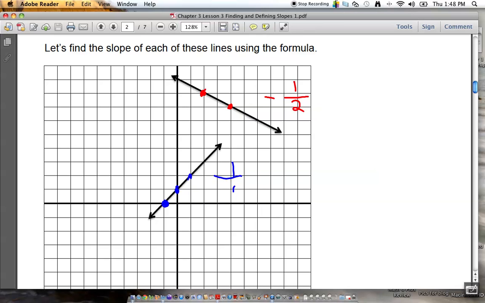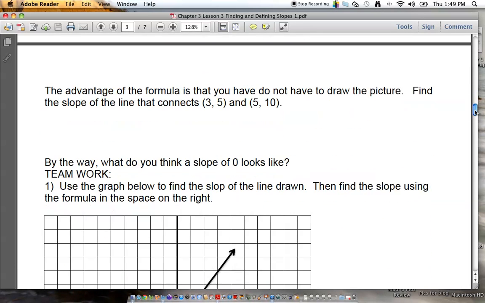So you will get two lines like that on your quiz tomorrow. Hopefully everybody gets 100 on it. I do think it's pretty easy. Okay, next.